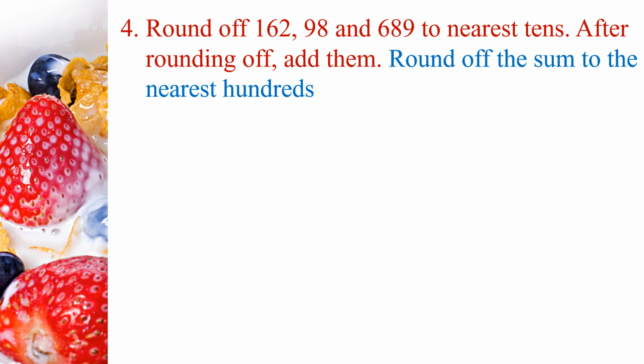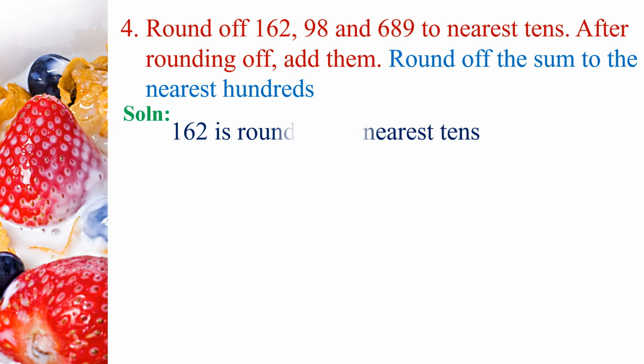Round off 162, 98 and 689 to the nearest tens. After rounding off, add them. Round off the sum to the nearest hundred. Look at this question. There are three numbers and we want to round off to the nearest 10. Then we have to add, then find the sum. After finding that sum, we want to convert it to the nearest hundreds. Do you understand? Yes.